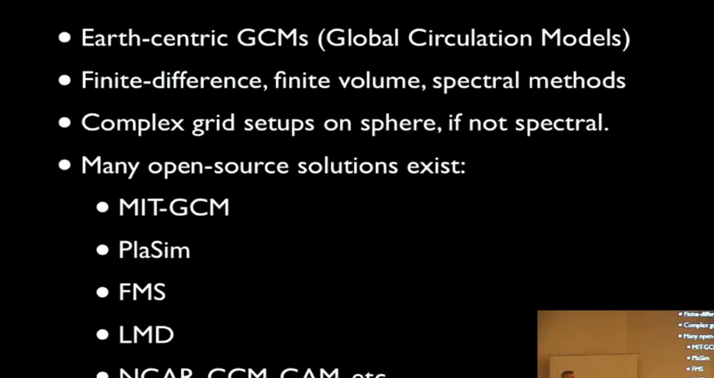PlaSim is from the University of Hamburg. FMS is a code from Princeton. LMD is a code from France. And then NCAR's CCM and CAM are codes that are made available as community codes. I think they come from the National Center for Atmospheric Research. And all of these codes have been adapted to the study of exoplanets one way or another. There's probably more going on, but this is an example of what's available.